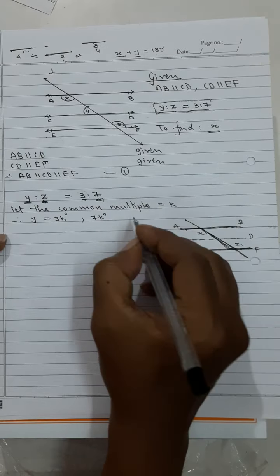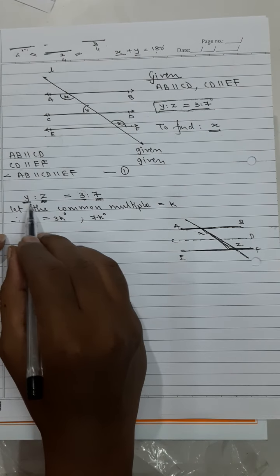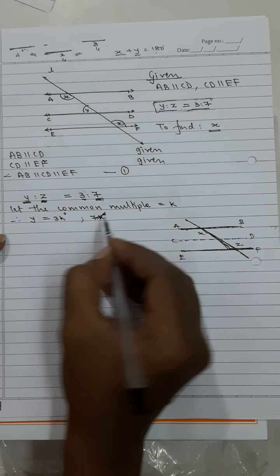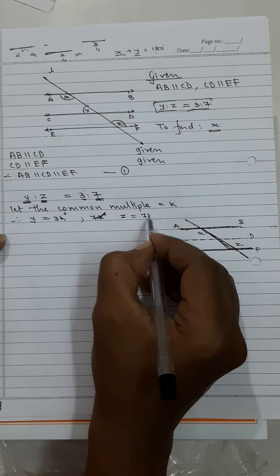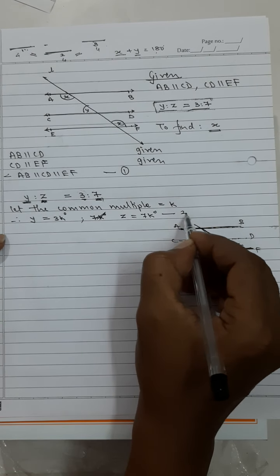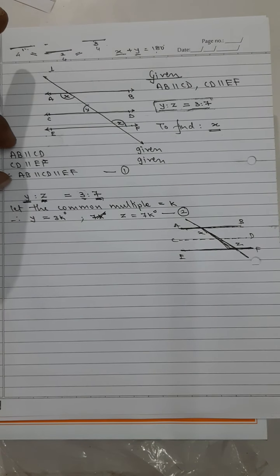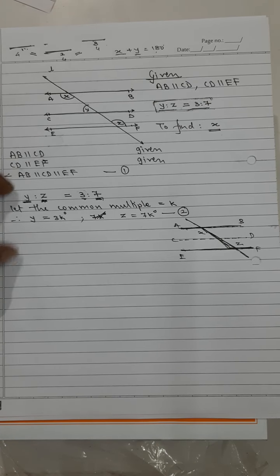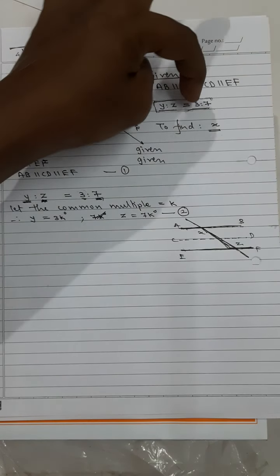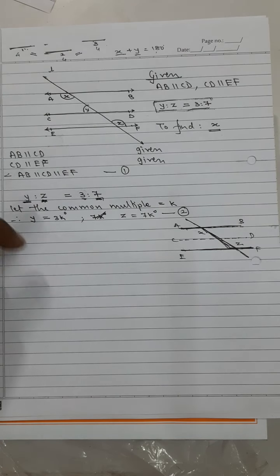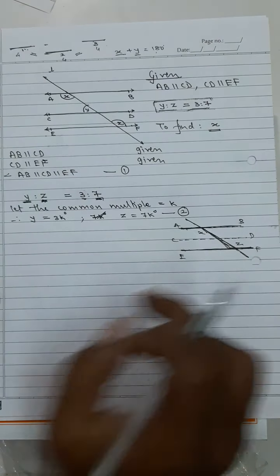Now this is there. Y is equal to 3k, Z is equal to 7k degrees. Now this is over. See, in one place you will be proving all the three lines are parallel. This is one section. In second section you will use the ratios and find the values of y and z in terms of k. This is second section, and now you will go to use this and this.